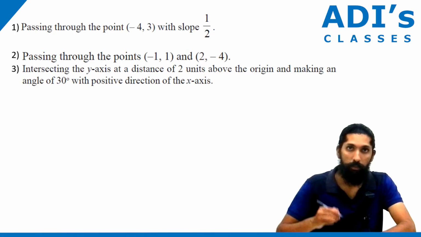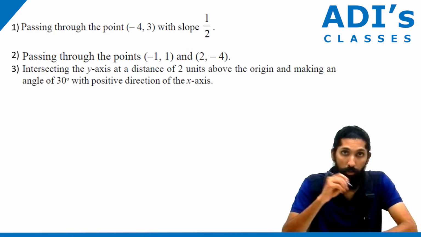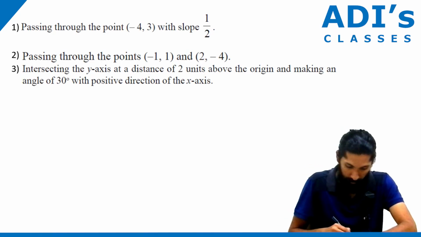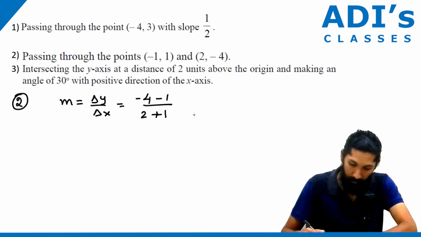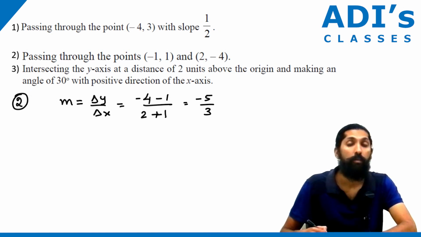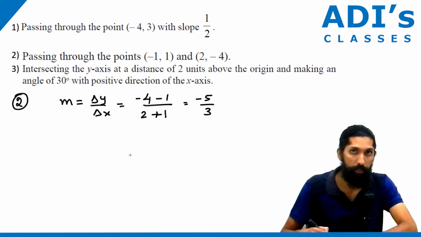In the second one, guys, first let's calculate the slope. So in the second one, calculate the slope. m is equal to delta y by delta x, which is going to become minus 4 minus 1 divided by 2 plus 1. So minus 5 divided by 3. So the slope of the line is minus 5 by 3.